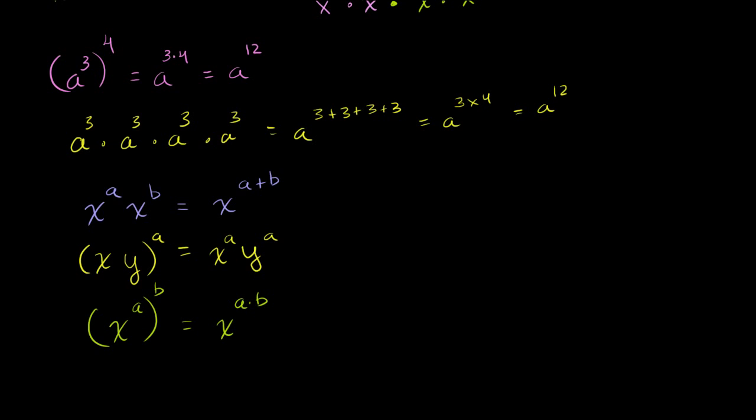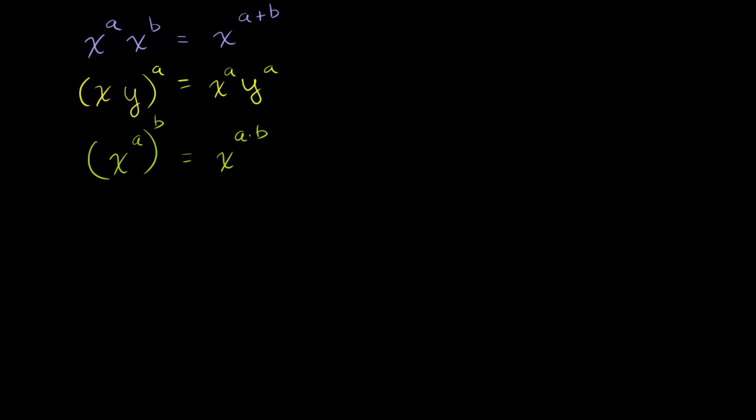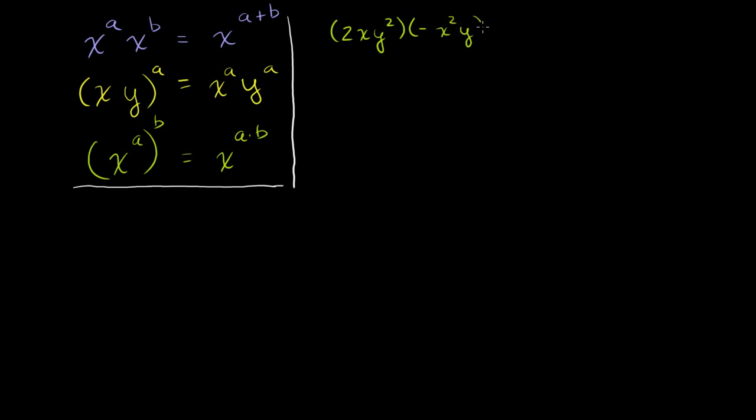So let's use these properties to do a handful of what we could call more complex problems. Let's say we have 2xy squared times negative x squared y squared times 3x squared y squared. And we wanted to simplify this.